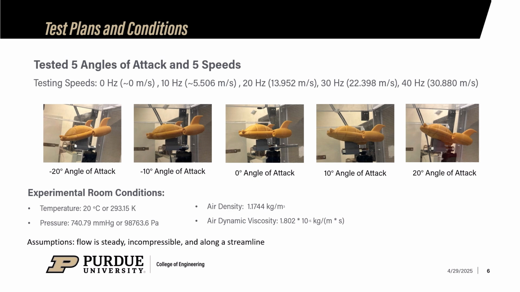740 millimeters of mercury, or about 98,763 pascals. The air density was calculated to be about 1.17 kilograms per meter cubed, and the air's dynamic viscosity was calculated to be about 1.8 times 10 to the negative fifth kilograms per meter per second. The assumptions in this experiment were that the flow is steady, incompressible, and along a streamline.